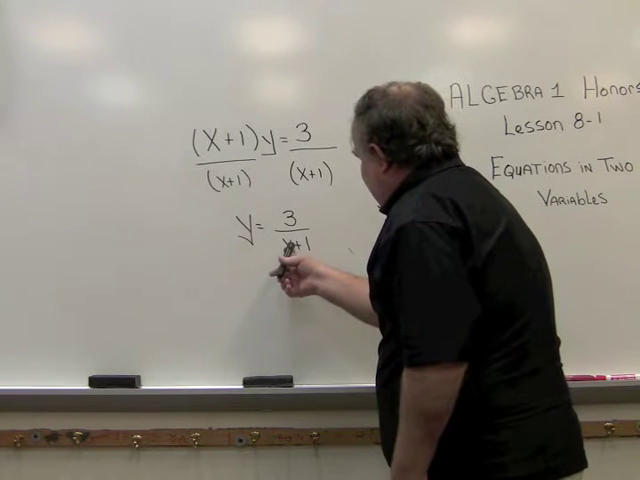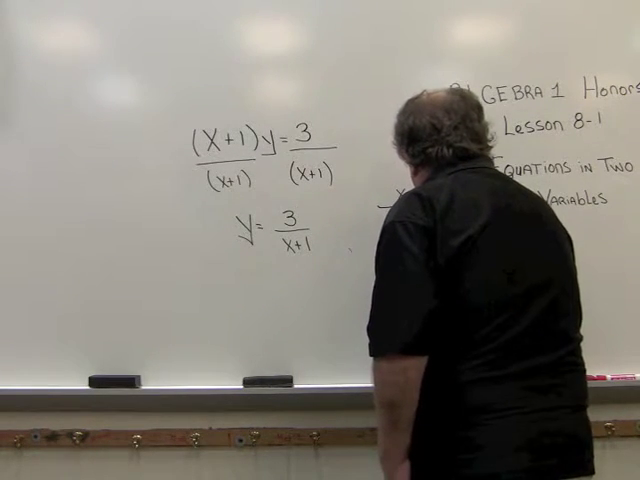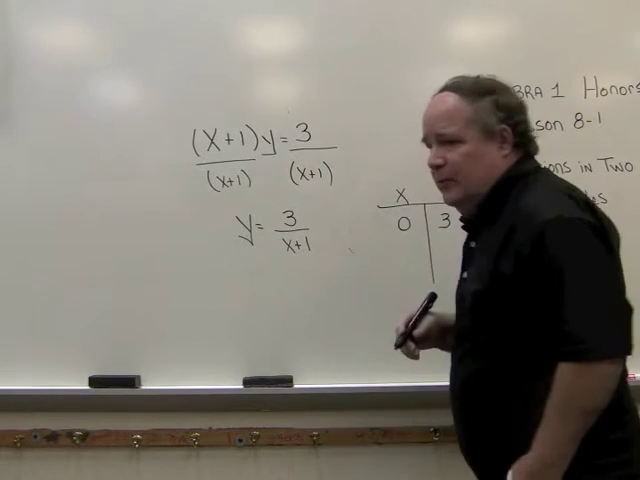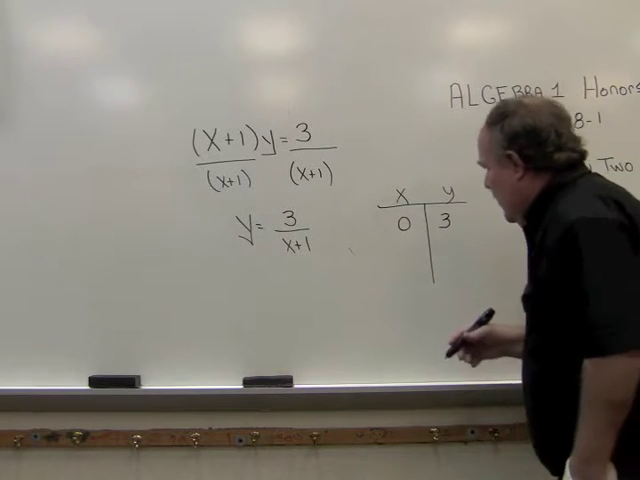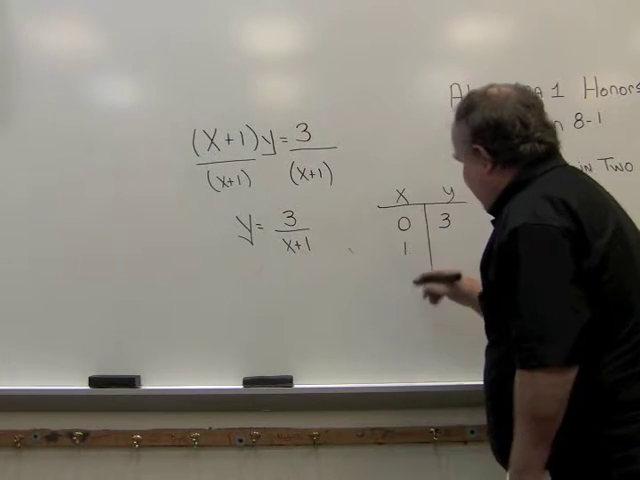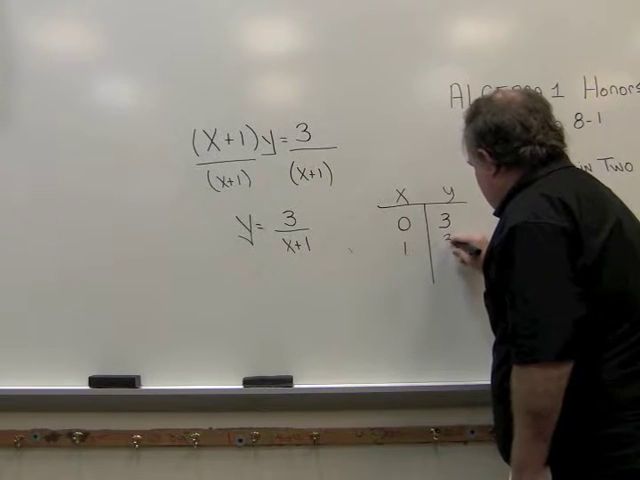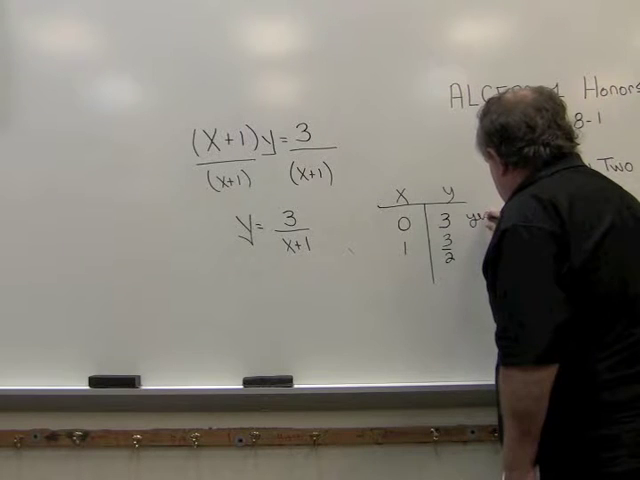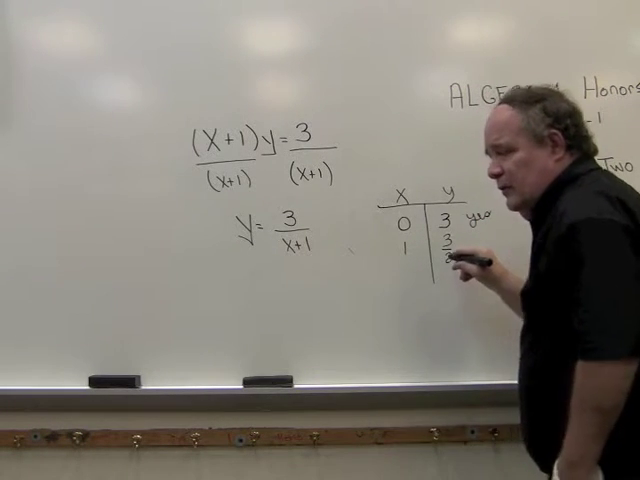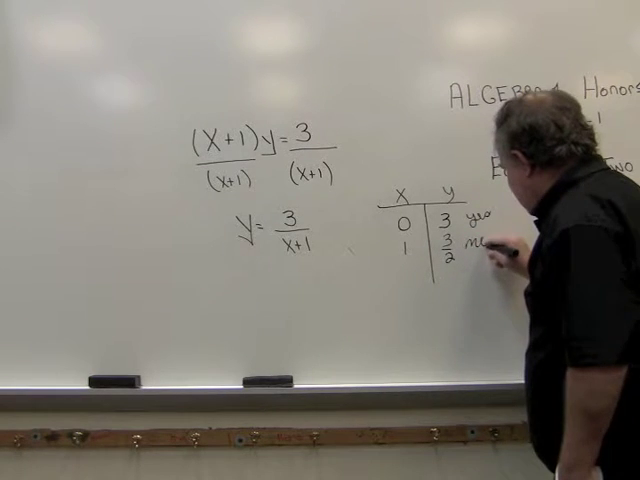If I put a 0 here, 0 plus 1 is 1, 3 over 1, my answer will be 3. Are both of those whole numbers? Yes, they are. So that's going to be a solution. All right, let's look at 1. If I put 1 for the value of x, I'm going to have 3 over 1 plus 1, which is 2, so I have 3 over 2. Is this a solution? Is this a whole number? No, because it's a fraction. So this is not going to be a solution.